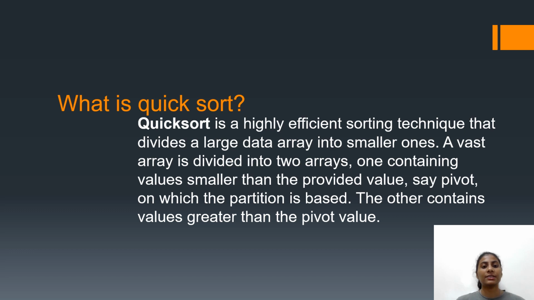First of all, we learn about what is quicksort. Quicksort is a highly efficient sorting technique that divides a large array of data into smaller ones. A vast array is divided into two arrays, one containing the values smaller than the provided value, which we call the pivot point, on which the partition is based. The other contains values greater than the pivot value.